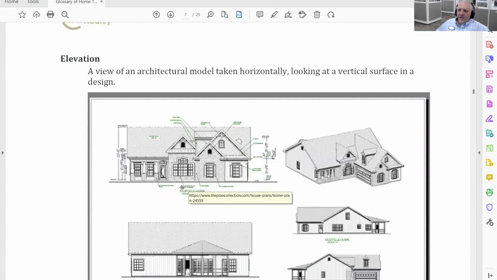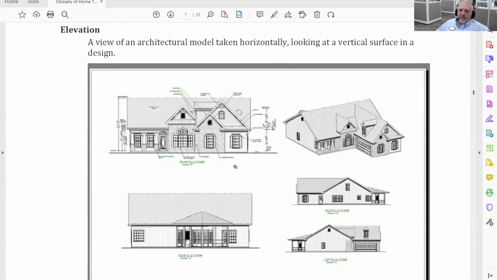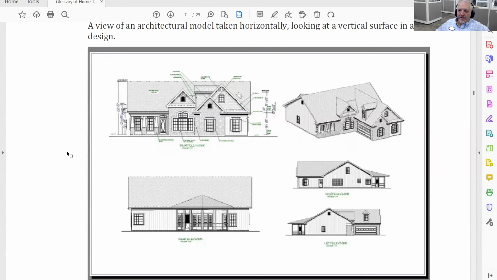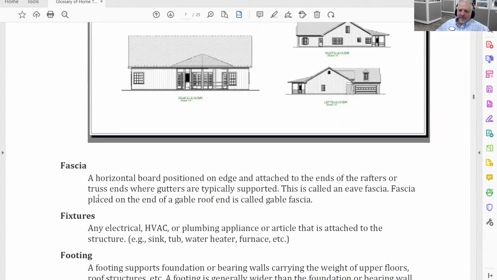Okay. An elevation or an elevation view of the house is typically a view of the architectural model taken from the front, horizontally looking at the home like this. So that would be your elevation view of the home. We already talked about fascia. That's the horizontal board positioned above the eave.